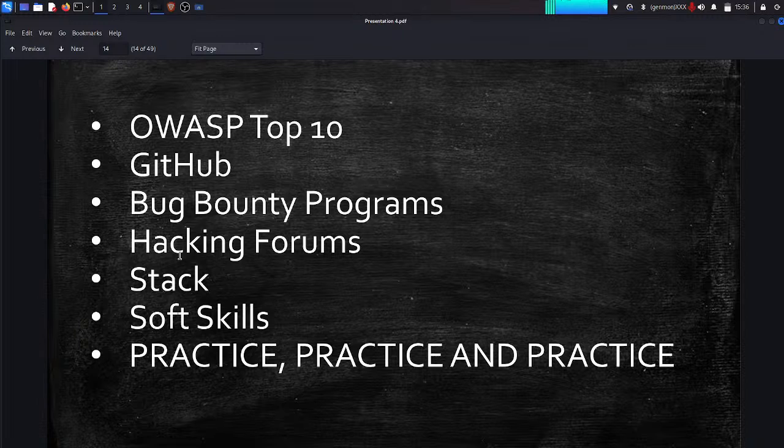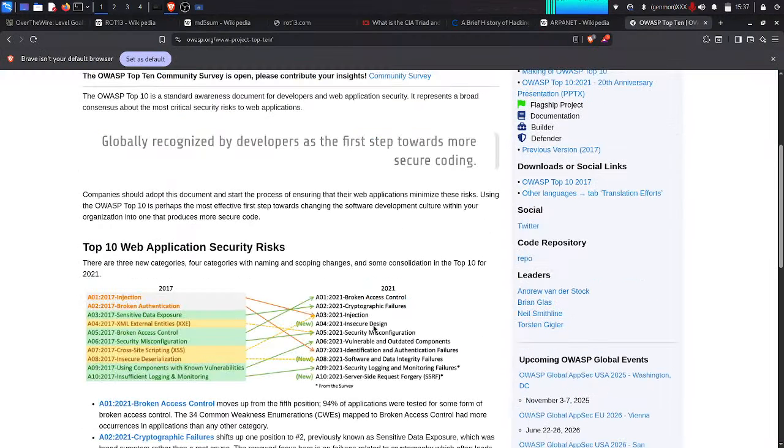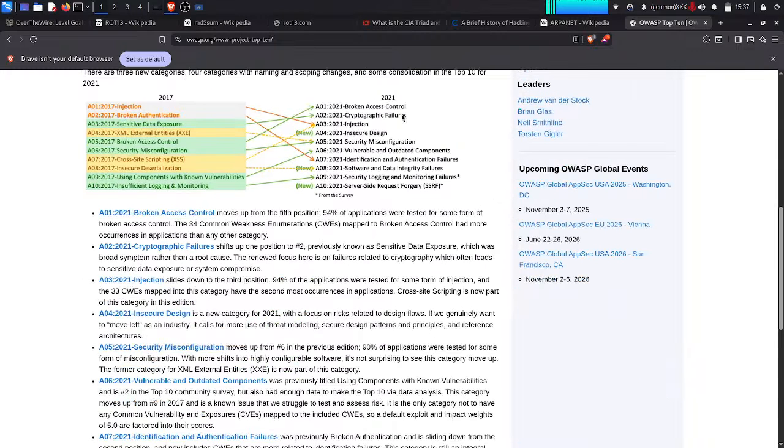The OWASP Top 10 is a standard awareness document for developers and web application security. It represents a broad consensus about the most critical security risks. For example, broken access control, cryptographic failures, injection, insecure design. Basically, this organization ranks these kinds of attacks or security risks year by year. As of 2021, the top security risk was broken access control. And we will be discussing each of these in a separate stream, I guess.